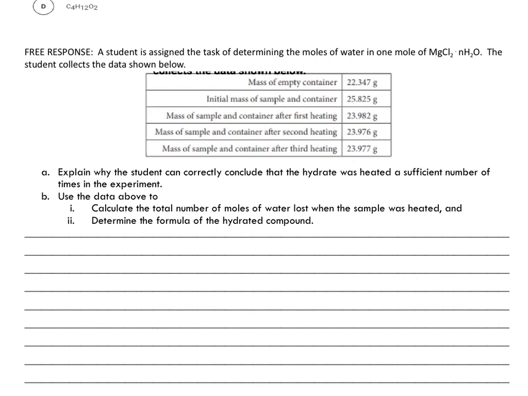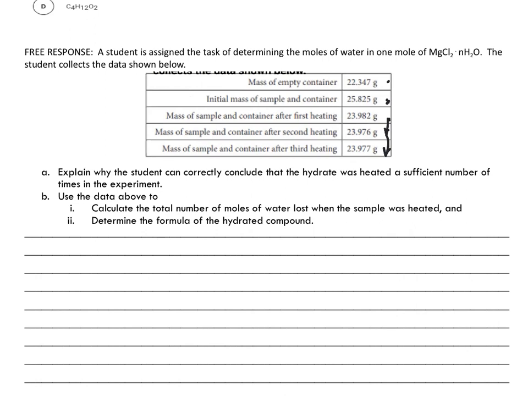So we're going to need the empty container. Usually it's going to be a crucible. We've got the sample and the container. Then we have the sample and the container after the first heating. Why are we doing multiple heatings? Make sure there's no water left. Yes, we're trying to get all of that water driven off.